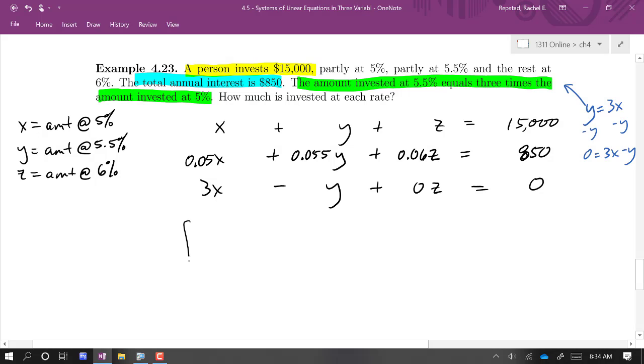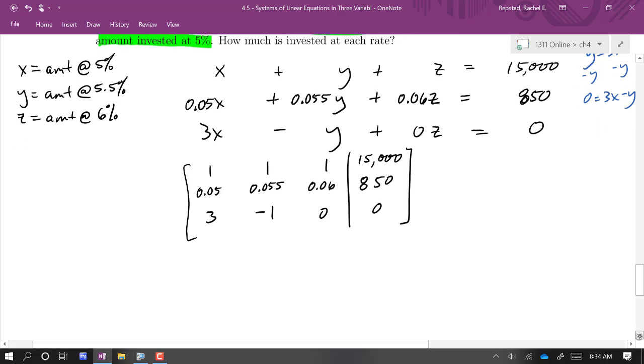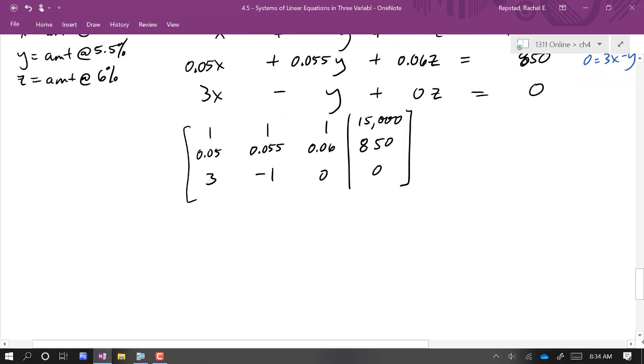So here's the system. Let's write the matrix. 1, 1, 1; 0.05, 0.055, 0.06; 3, negative 1, 0. And let's see, on the other side we got 15,000, 850, and 0. Alright, so we know that we're going to need to find the determinant of this coefficient matrix. So let's begin with that.